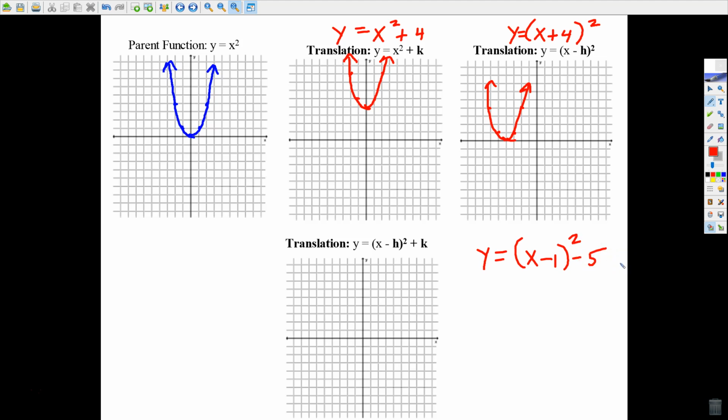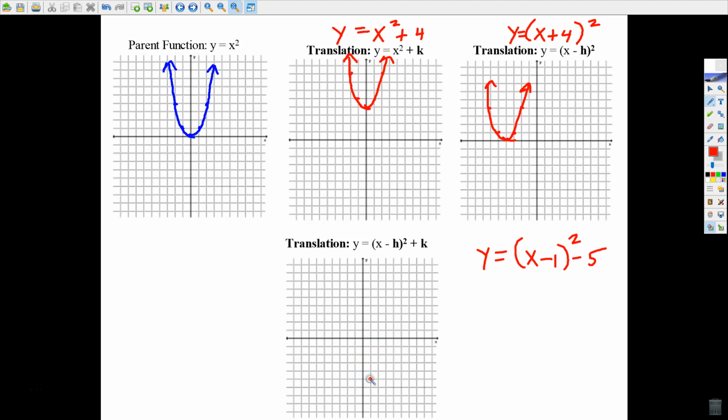Kate, I've got 2 movements here. There's a horizontal shift and there's a vertical shift. Can you tell me, first of all, let's start with the horizontal. Am I going left or right? You're going right one. I'm going right 1. H is 1. And then from there, I'm going up or down? Down. Down 5.